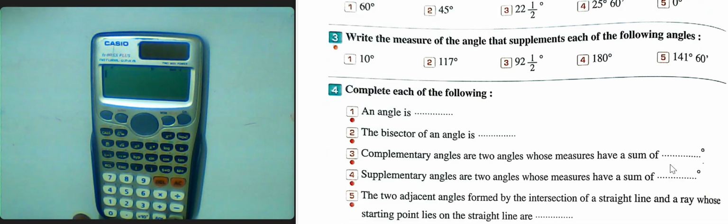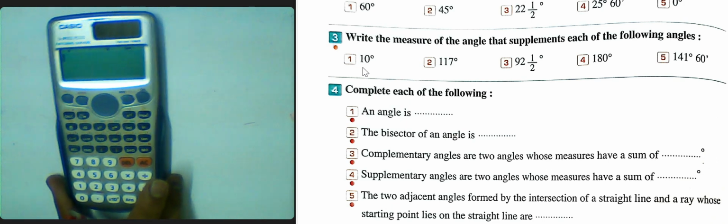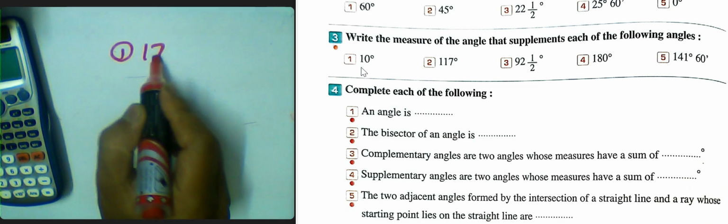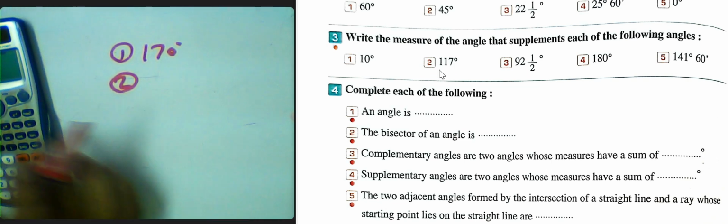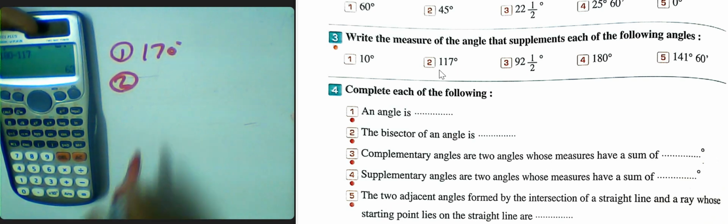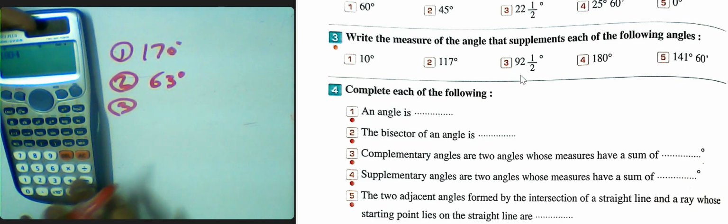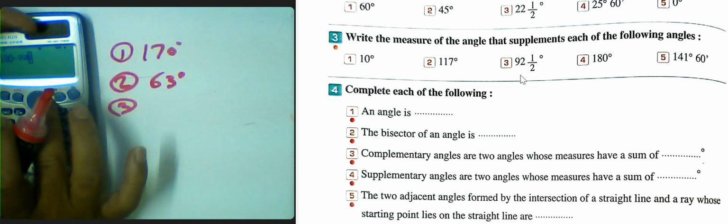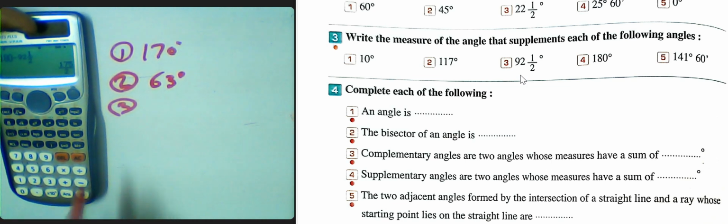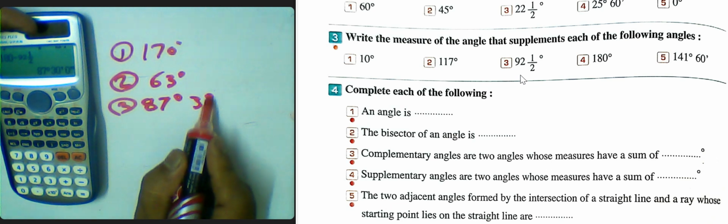Next, write the measure of the angle that is the supplement of each of the following. Supplement means the sum of two angles equals 180. Then you can write 180 subtract 10, it will be 170. It's very easy, okay? Question number 2, 180 subtract 117, the result will be 63 degrees. Question number 3, 180 subtract 92 and a half, the result will be 87 degrees and 30 minutes.